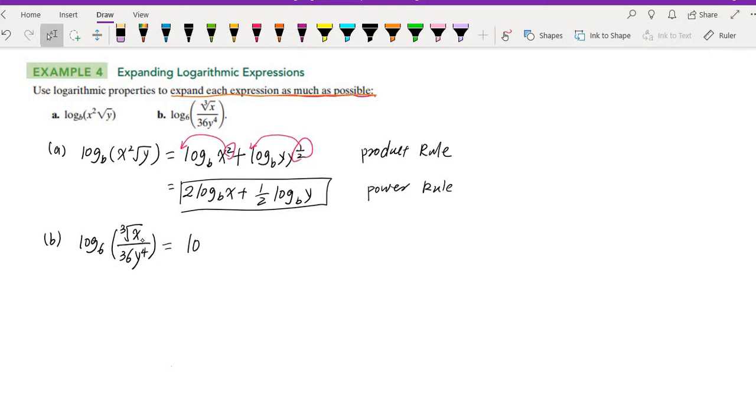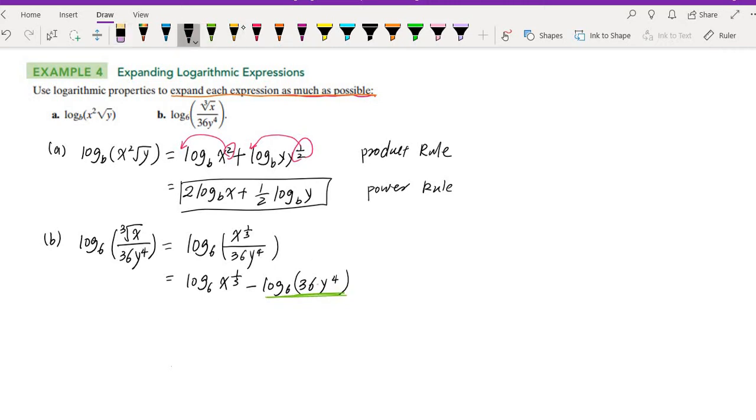So I'm going to write log base 6. I'm going to rewrite this x as x to the 1/3 power over 36y to the 4th power. From here we're going to use the quotient rule. That will be log base 6 x to the 1/3 power minus log base 6 of 36y to the 4th power. And then here we're dealing with a product rule. Let me highlight this part. That is a product rule because in between is multiplying.